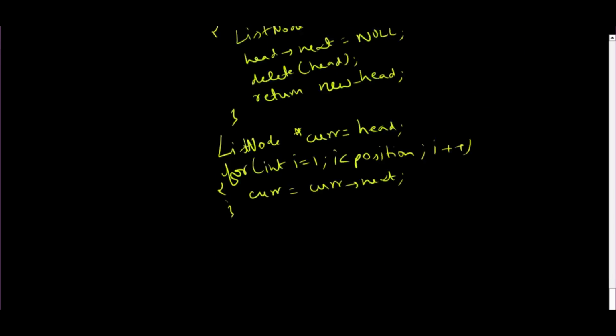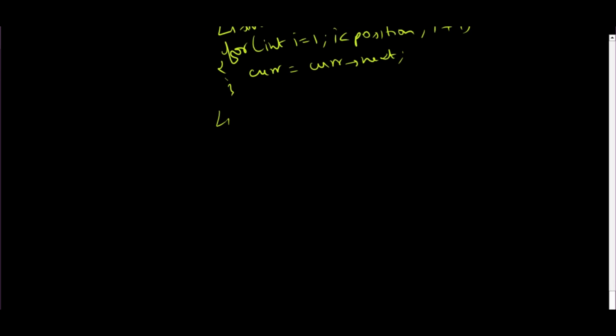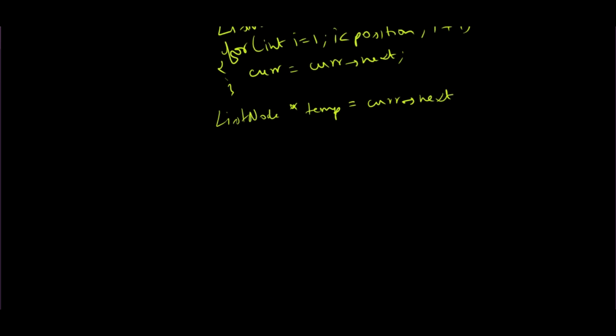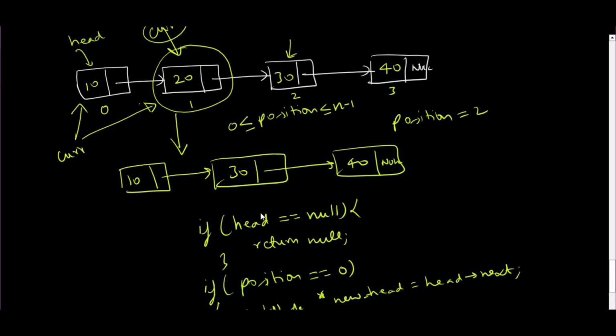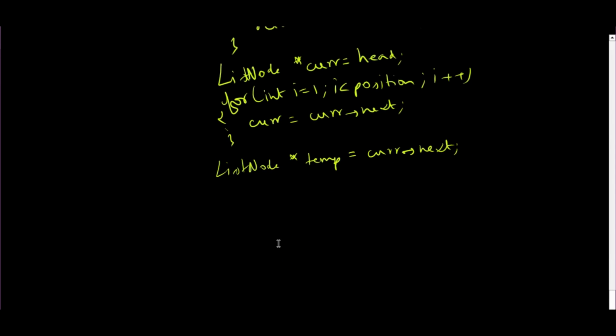So we will do list node, let's call it temp equals current arrow next. So we have now stored current's next. It is also possible that this current arrow next can be null, because suppose we have to delete this last element, then its next will be null. So we need to check this condition also.